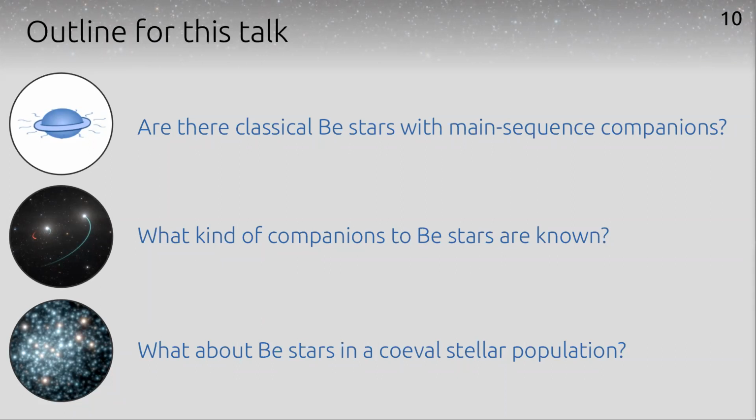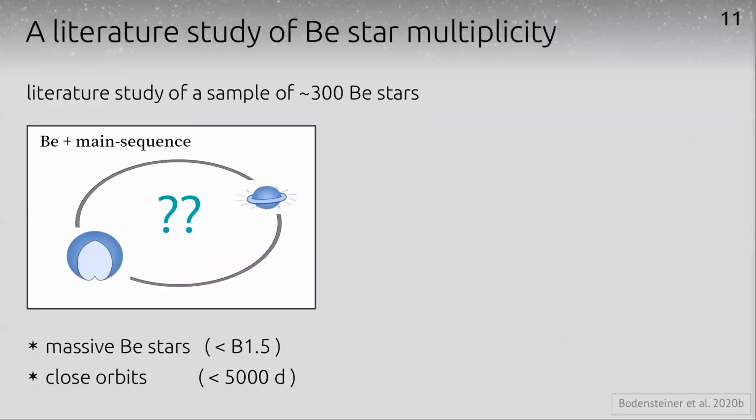And all of this in order to figure out which one of these channels for the formation of BE stars is actually the dominant one. Do all of them work? Do we observe evidence for them? Or is there one that is more dominant? So if we now focus on the first point, the question is, are there any reports of BE stars that have a main sequence companion? And as I said, according to the binary channel, you would expect a lack.